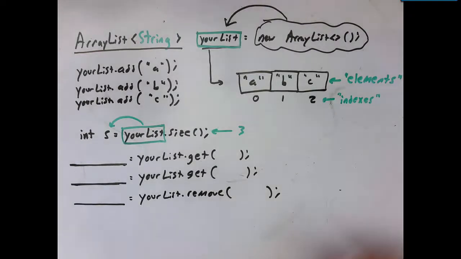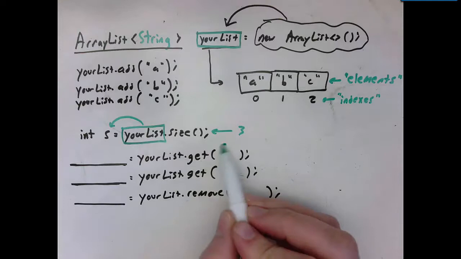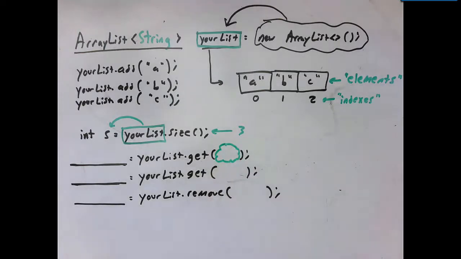Okay, so how do you get things out of the list? What you do is you get them by their location number. So what you have to put inside the parentheses here is an index or a location number for the thing that you want to get.